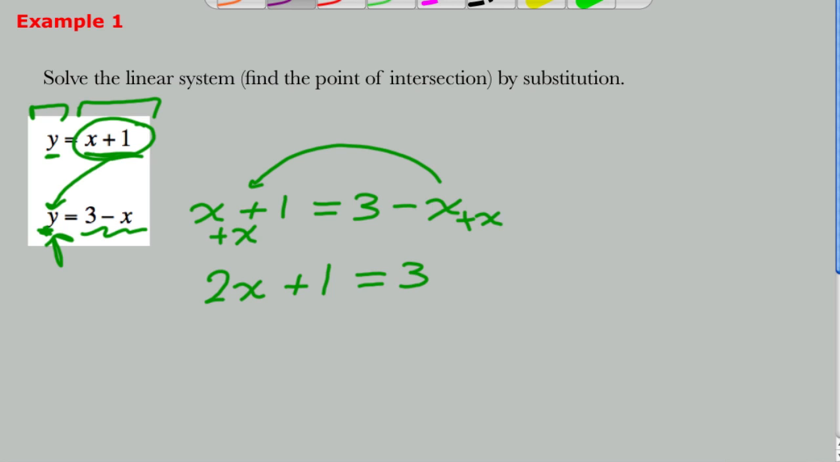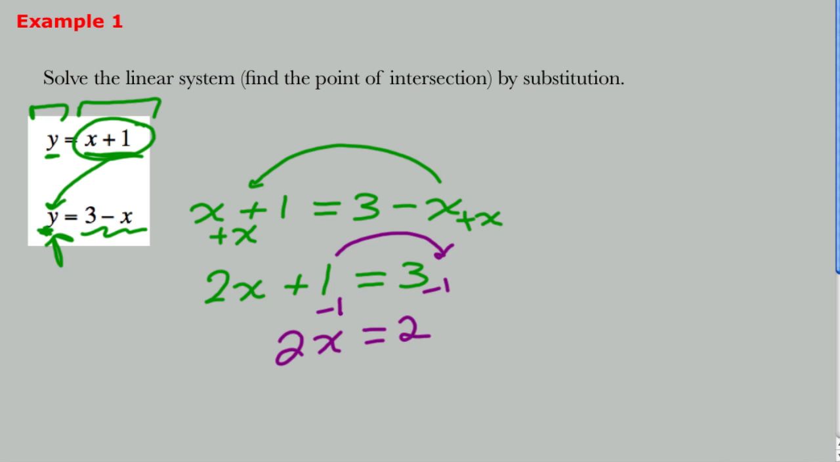And then what we might want to do is move the 1 to the right-hand side with the 3. So we would have to subtract 1 from both sides. And so 2x equals 2. And when we divide each side by 2, we get x equals 1.